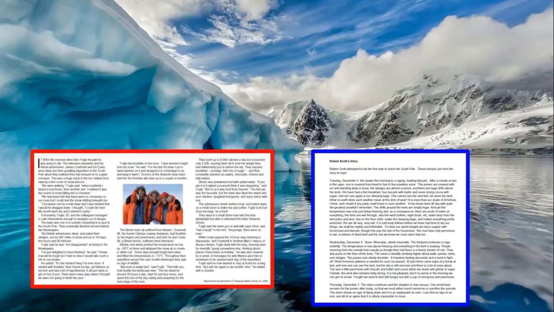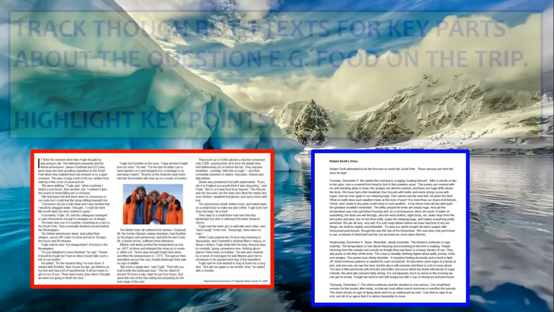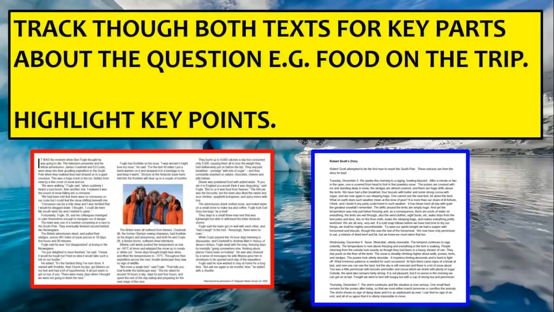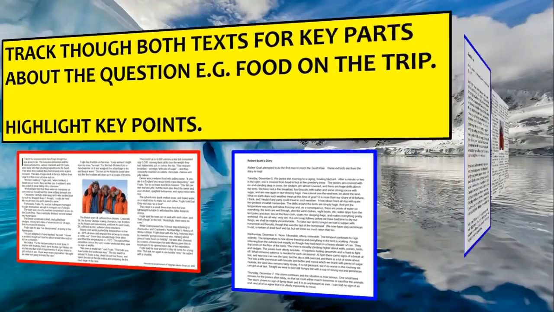So you can look at both the text here, and if you want the exam question, I will put the link to a copy of the exam question in the description of the YouTube video. Also, if you went into Google and typed in EDUQAS Ben Fogle, I'm sure you could get it. So you can look at both extracts, and then you're going to track through both texts, so go from top to bottom, and I want you to look for key parts about the question. So basically any time it mentions food on the trip, and highlight those key points.